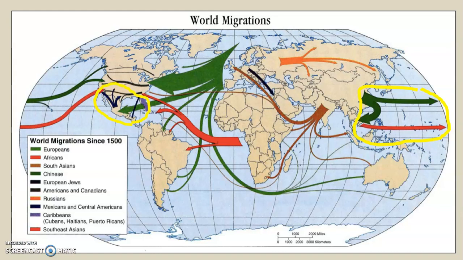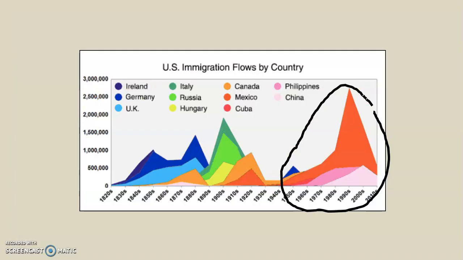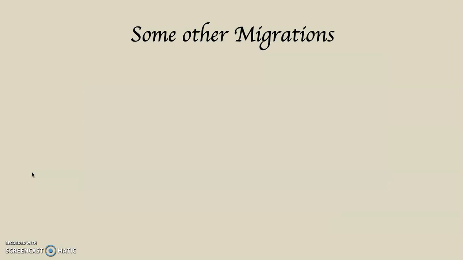You can see that I've circled the migration on the left-hand side from Latin America, coming up from Mexico, Central America, Cuba, and then on the right-hand side, you can see that the flow continues from China, Vietnam, Philippines. Here we have this circled. You can see that red, the higher peak right in there. This is Mexico, but you can see other immigrant groups coming in, also China, the Philippines.